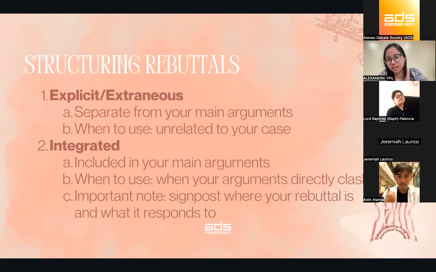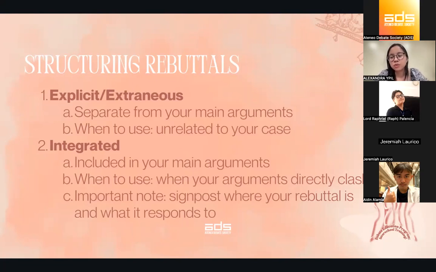Second, how it organizes well with the rest of your case. And thirdly, and we'll explore this more later when I talk about tips, speaker positions. So I'll explain that more later. But I think in general, this is how rebuttals are structured.